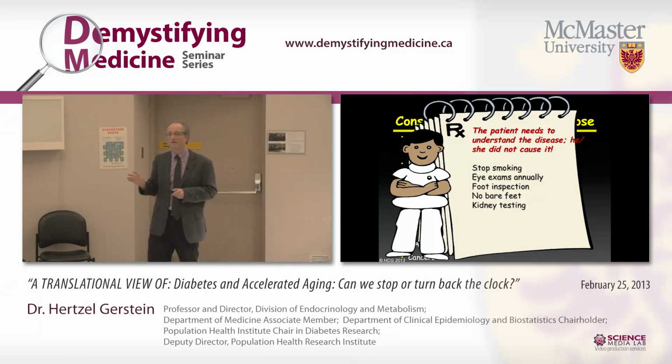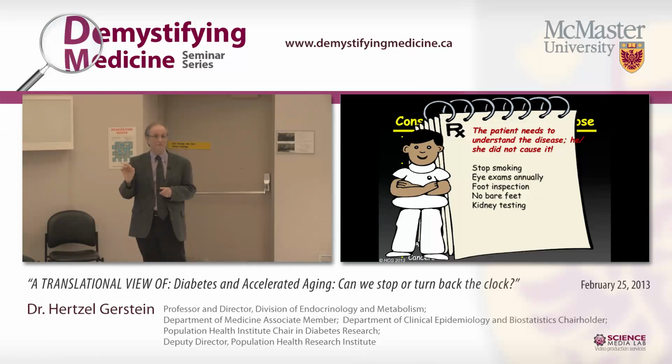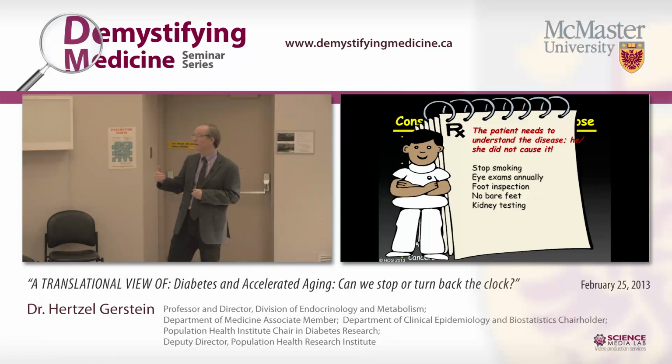Checking the kidney once a year to see if there's any early kidney damage, since kidney damage can be slowed down or prevented with the right types of drugs, including ACE inhibitor drugs and blood pressure lowering and angiotensin receptor blockers.